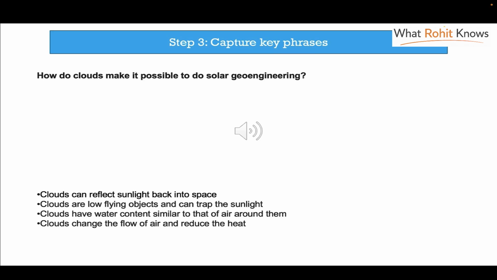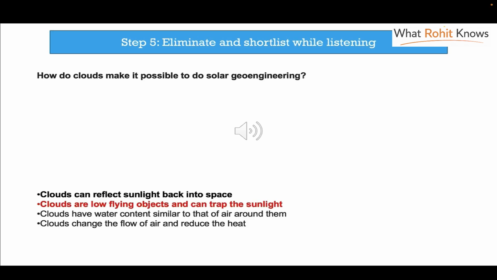When I was listening, I paid attention to solar geoengineering, I paid attention to clouds, I paid attention to that they can reflect sunlight, and at the same time, you keep an eye on the options. So I was also glancing at the options in front of me. The first option, clouds can reflect sunlight back into space, sort of clicked with me when I was listening. And clouds are low-flying objects and can trap the sunlight. That wasn't really mentioned, so it contradicted what I was listening to. Based upon that, I thought the second option is not correct. I can eliminate it right away. And the first option looked correct to me.